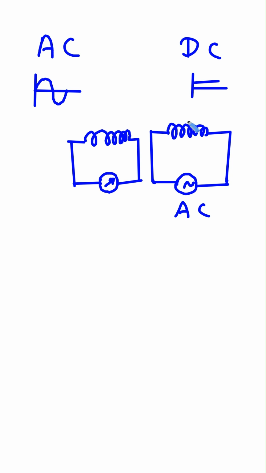Now the next question is why DC doesn't work. On the other hand, DC, that is direct current, flows in only one direction and its value stays constant. If the current is not changing, the magnetic field will also stay constant. As per Faraday's law, if the magnetic field is not changing, then no voltage is induced in the secondary coil. So in simple words, DC means no change, no induced voltage, and the transformer does not work.